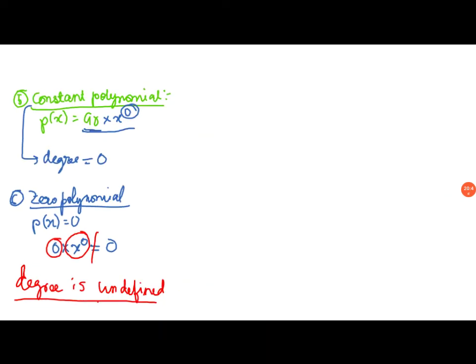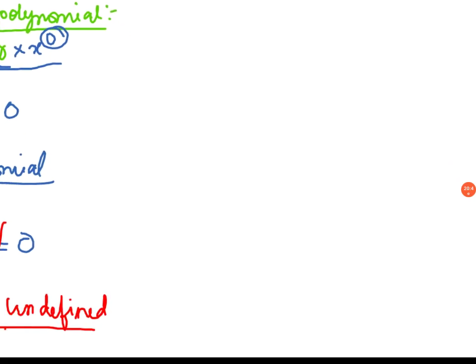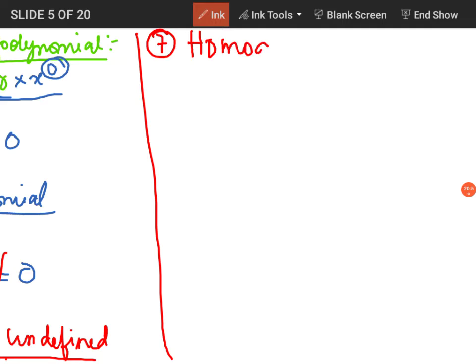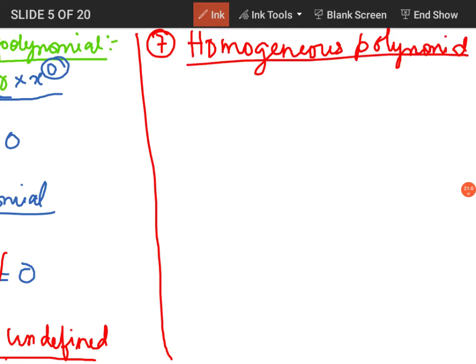Now let us talk about another type of polynomial. Very simple. This is called the homogeneous polynomial. Homogeneous polynomial. Very simple. What is a homogeneous polynomial? A homogeneous polynomial is the polynomial where all the terms have the same degree.